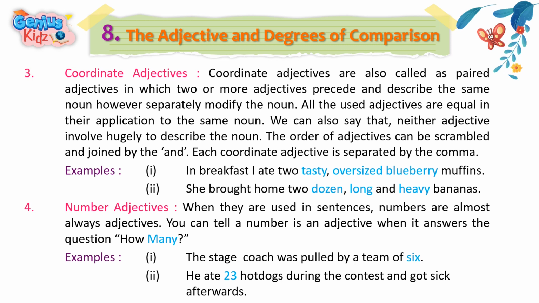Examples: 1. In breakfast I ate 2 tasty, oversized blueberry muffins. 2. She brought home 2 dozen, long and heavy bananas. 4. Number adjectives. When they are used in sentences, numbers are almost always adjectives. You can tell a number is an adjective when it answers the question, how many? Examples: 1. The stagecoach was pulled by a team of 6. 2. He ate 23 hot dogs during the contest and got sick afterwards.